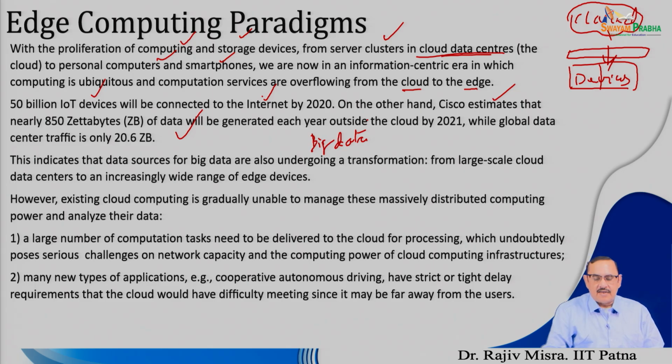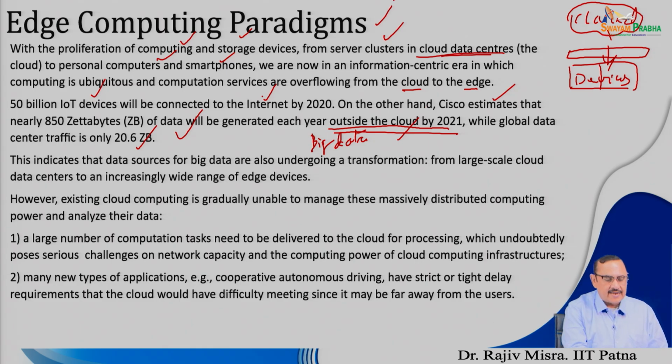This data is generated outside the cloud, while the global data center traffic is only a small fraction, only 20.6 zettabytes. So how can this explosion of data, which is generated outside the cloud, be handled by the cloud? To support this kind of scalability, distributed architecture or distributed principles need to be applied, and therefore edge computing paradigms are in place.